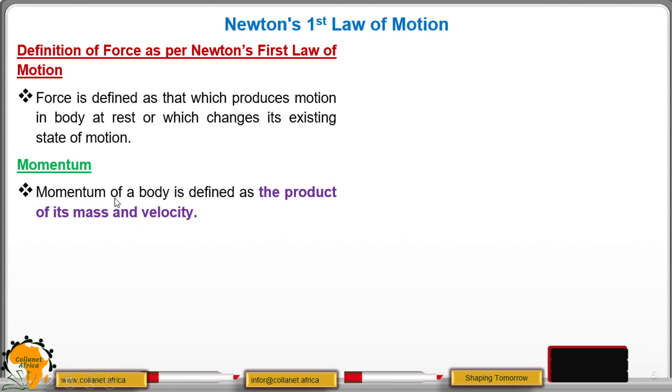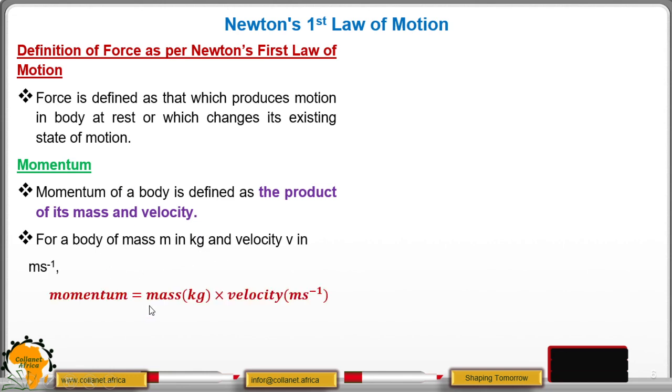And we say that the momentum of a body is defined as the product of its mass and velocity. So if we have a body of mass m and velocity v in meters per second, then momentum is given by mass, which must be in kilograms, multiplied by velocity, which is in meters per second. So in formula, we have that P = mv.